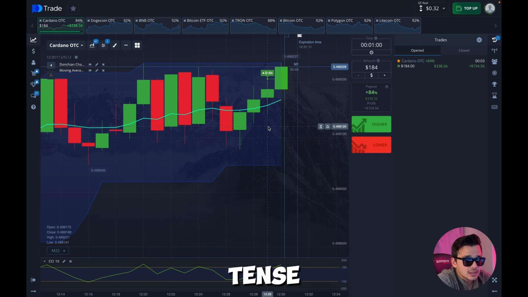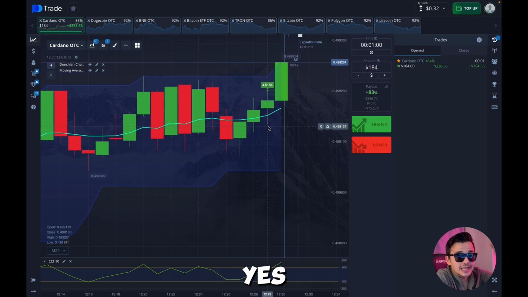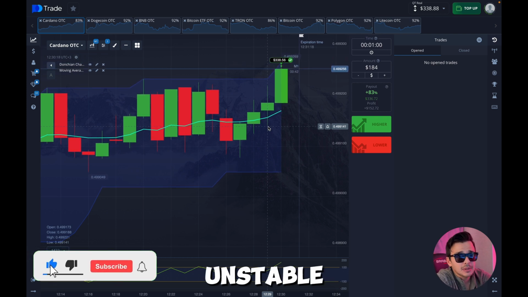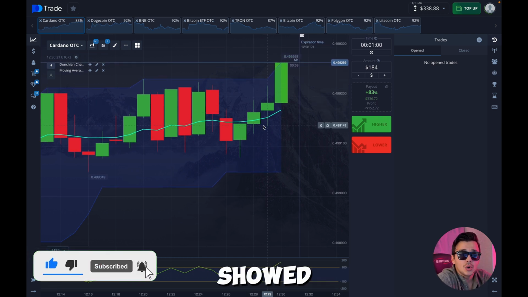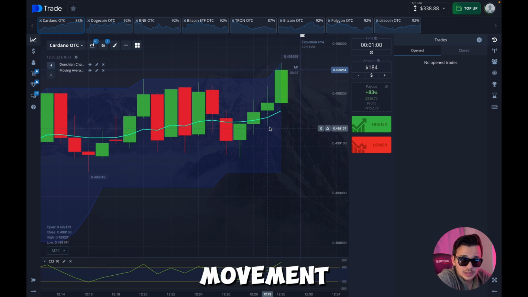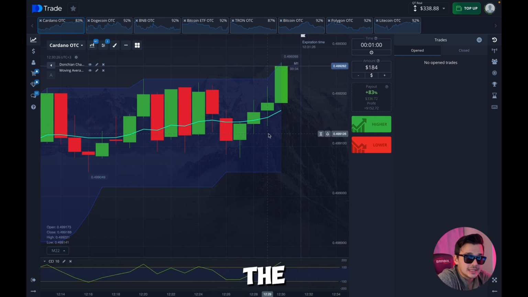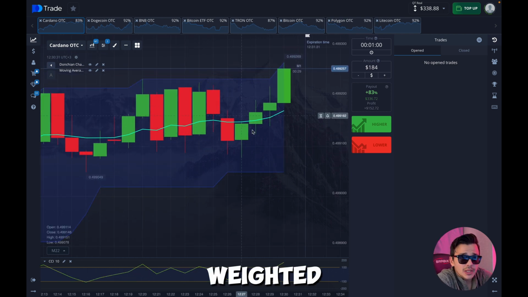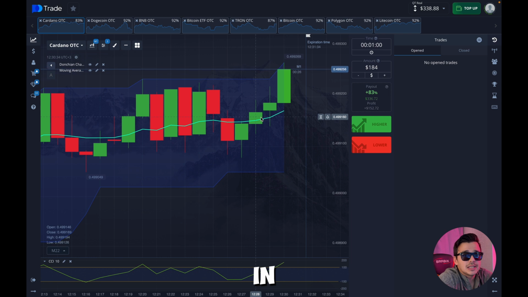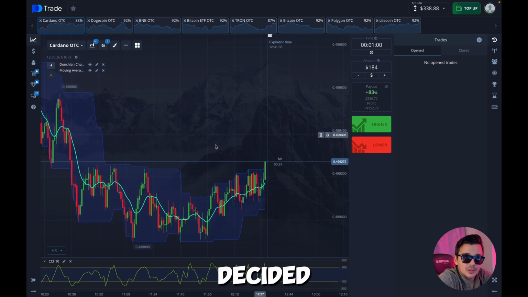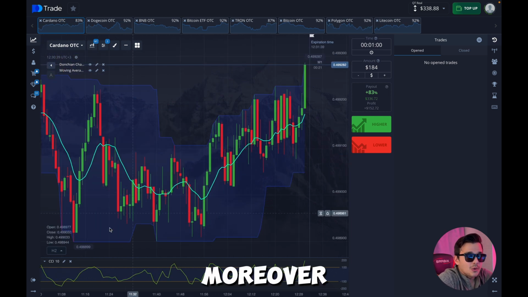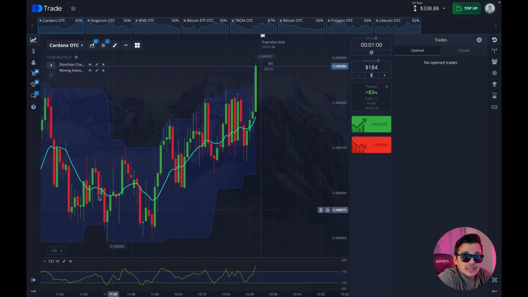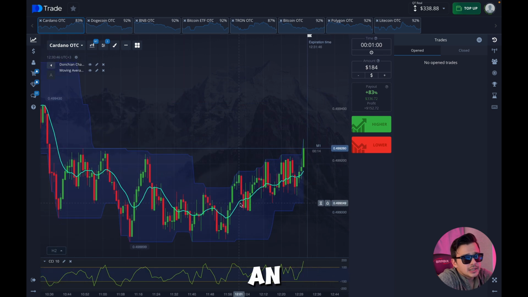So, a very tense moment, guys. And still, yes, the logic of opening the deal was absolutely correct. Even despite the unstable behavior of the last candle, which showed a sharp impulse downward, the exit and the deal still occurred. It closed in plus. There was a correction of the weighted moving average in this area, and that's why I decided to open the trade on the upside.